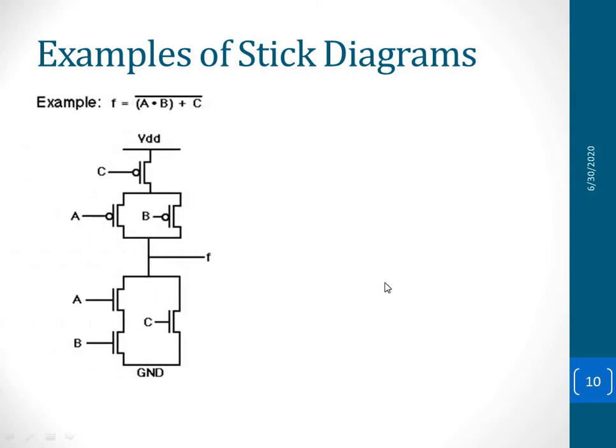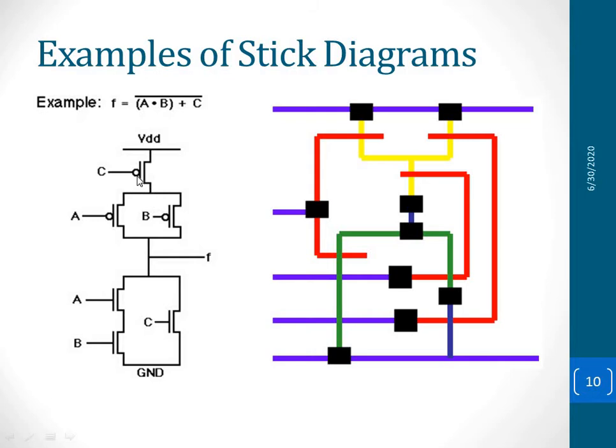Okay, so likewise, if I take the example of (AB + C) whole bar, AB for this in the pull down are in series, and C is ORing, so it is in parallel. Similarly, here AB is in parallel and C is in series. So to make the pull up network, I need to make use of P diffusion.